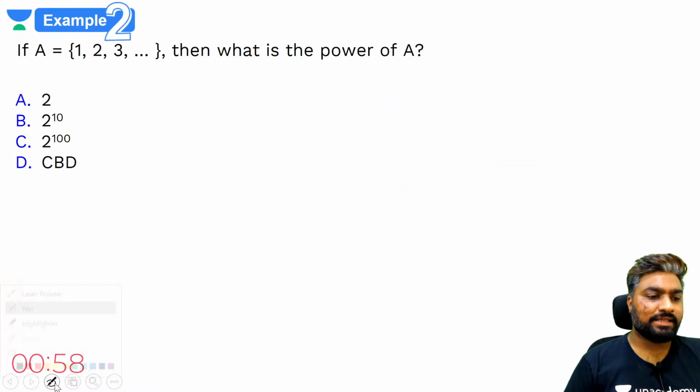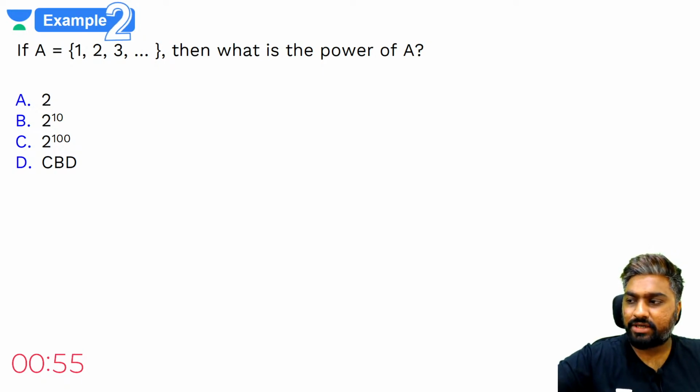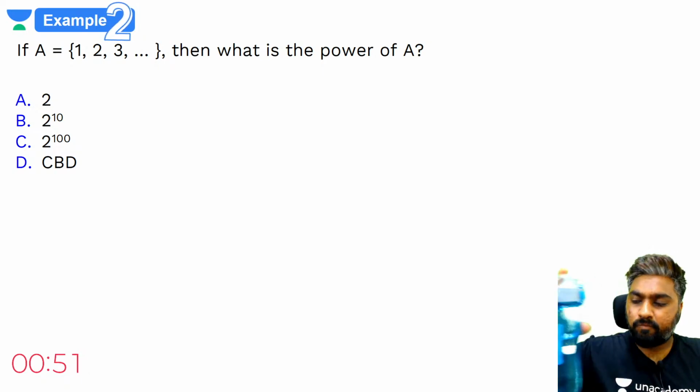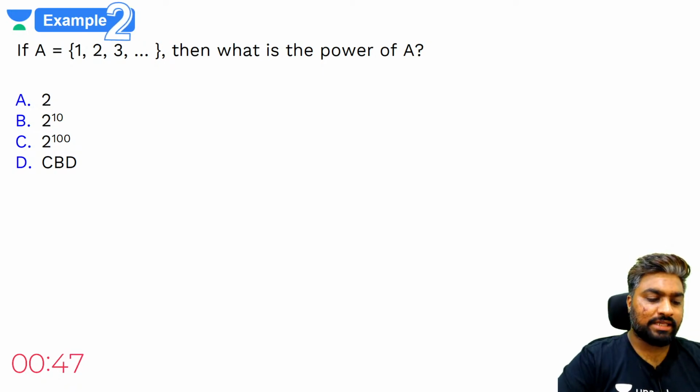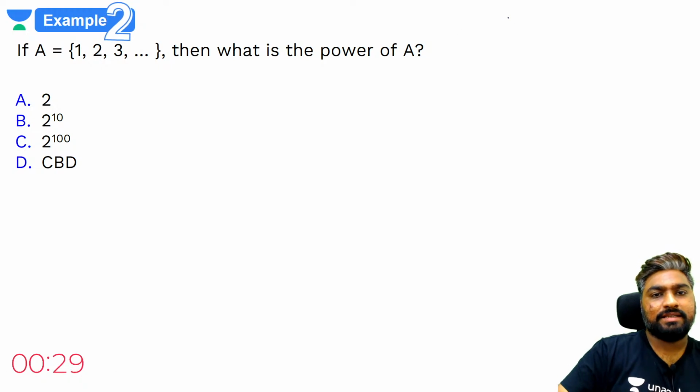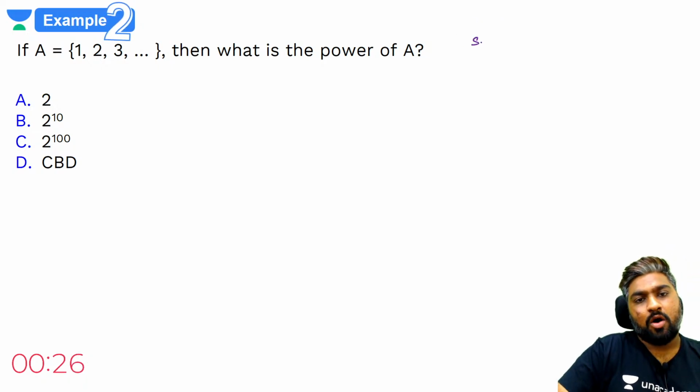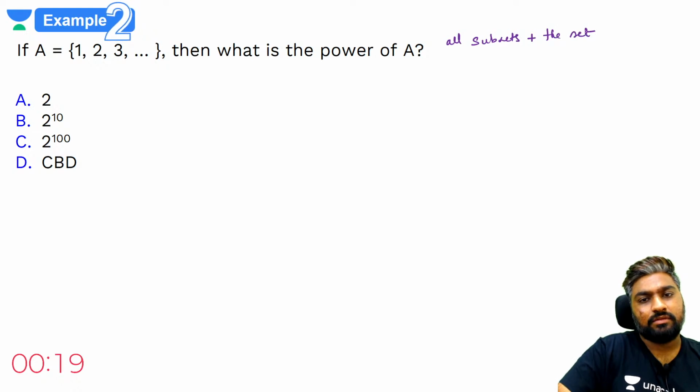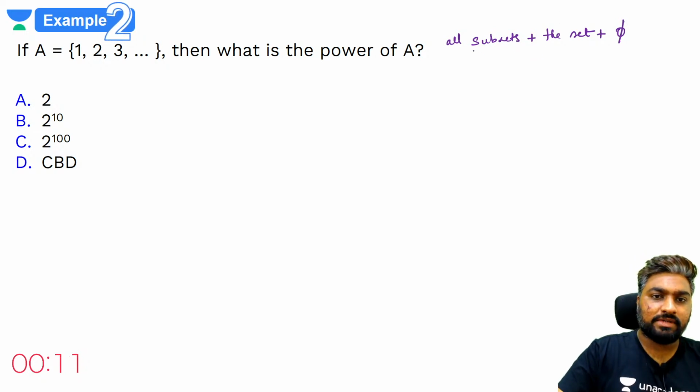Okay, quickly try this. Let's see if you can quickly try this. So this question is asking for power, right? Let's see if you can try this, guys. So what do you mean by power? Power is basically what we just did, right? Power is all subsets plus the set itself plus the null set. Are you getting this? All the possible subsets plus the set itself and the null set.